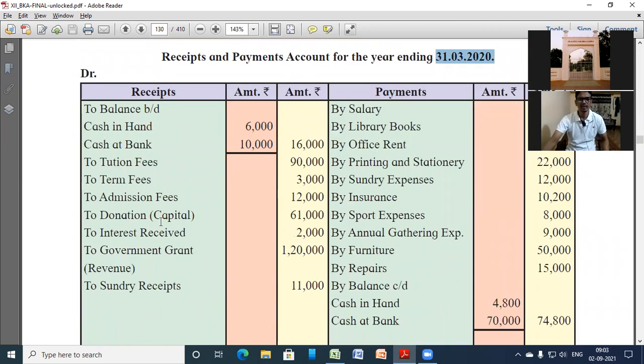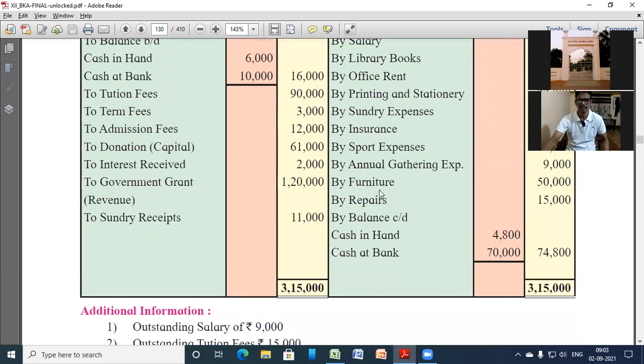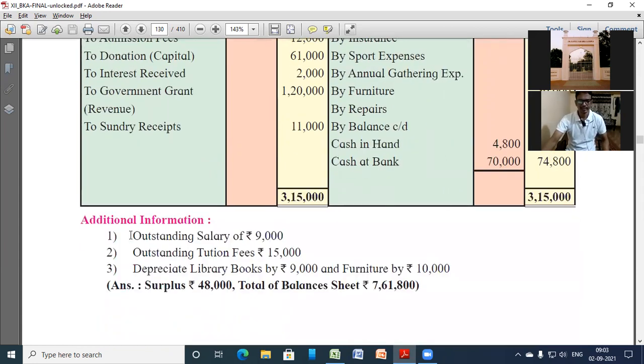On the receipt side, we have cash, tuition fees, terms, etc. And we have our three adjustments. So have a look at the adjustments. The very first adjustment says that outstanding salary is 9,000. So outstanding will be added in that. And we have to show the second effect on the balance sheet liability side.